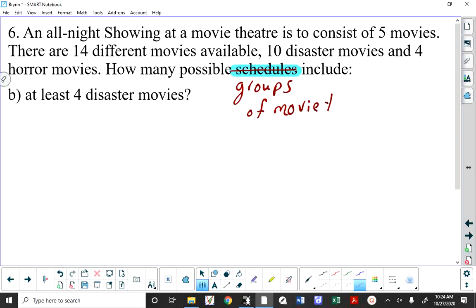Because in my mind, the word schedules is telling me that order is important. And order is not important. That's not the intention of this question. The intention of the question is how many different ways can you pick the movies? So what does at least 4 disaster movies mean? Well, it means 4 or more.